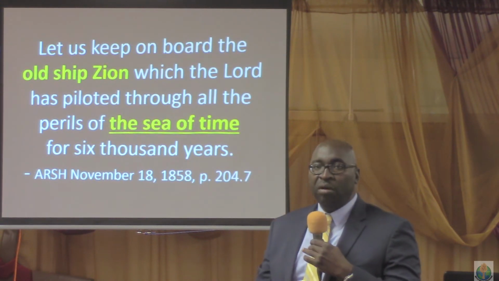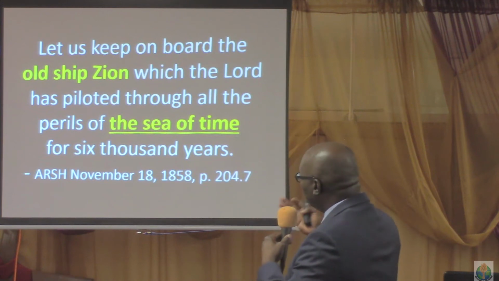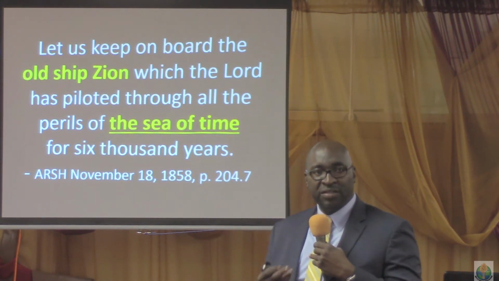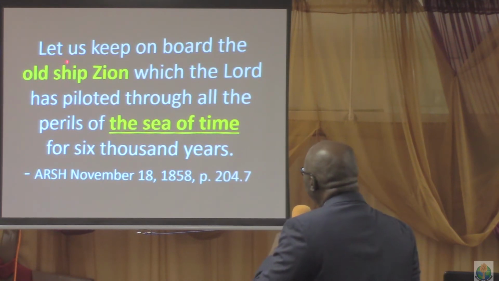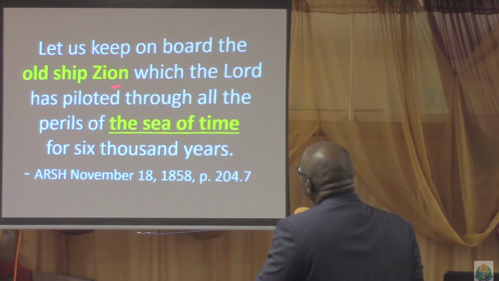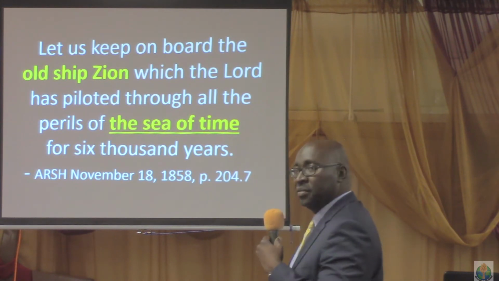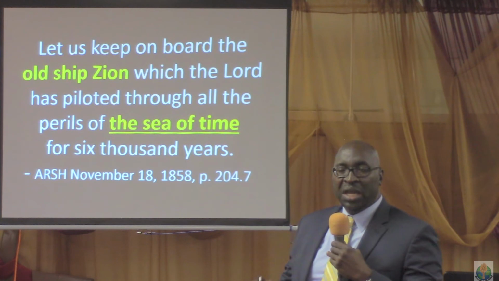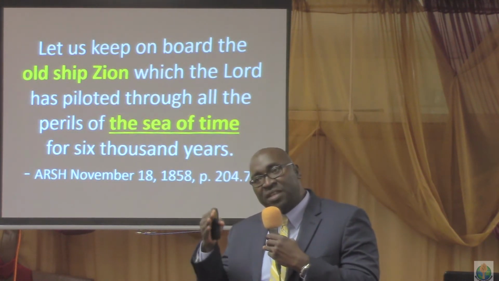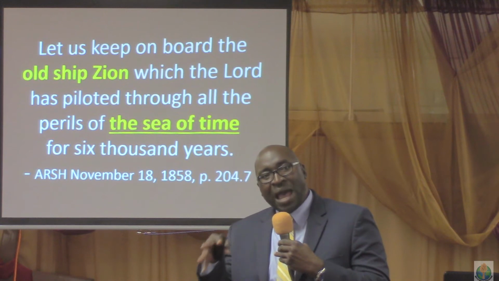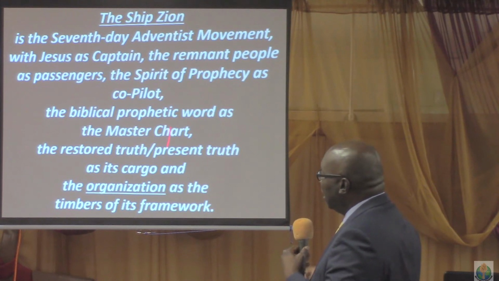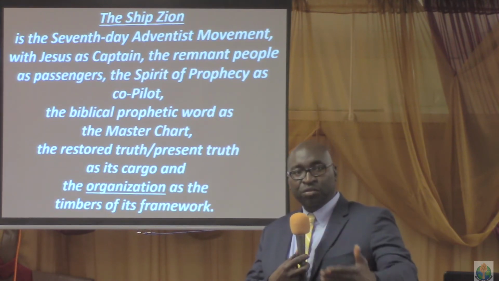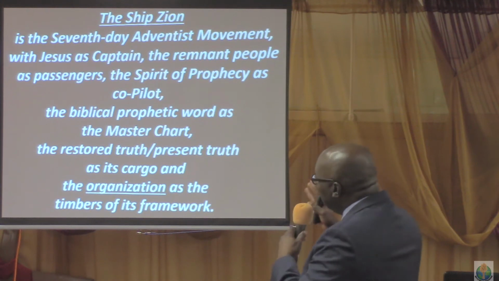The ship that Paul travels on, we have likened it to the ship of Zion in our allegorical understanding. Where Advent Review and Sabbath Herald, November 1858, says, let us keep on board the old ship what? Zion, which the Lord has piloted through all the perils of a sea of time for 6,000 years. And we're just looking at that piece of time where the ship has been traveling that's applicable to the Seventh-day Adventist movement.